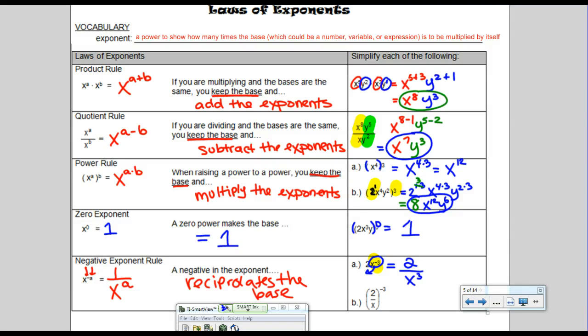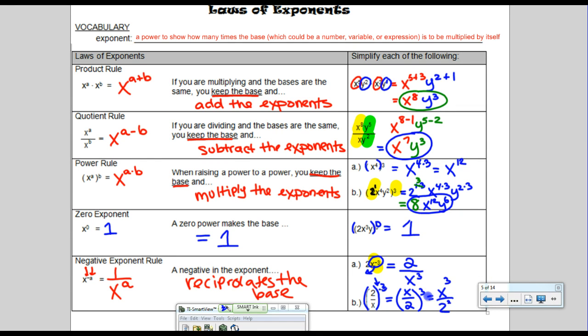Now in part B, the negative 3 power is in fact going to the whole thing. So that means that the negative is going to flip, and therefore it takes off the negative. And then the 3 is going to be brought to both items. So in the end, you have an x to the third, and then a 2 to the third, which on your calculator is 8, not 6.